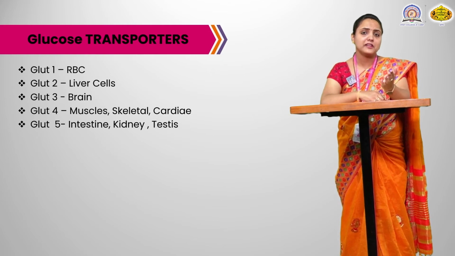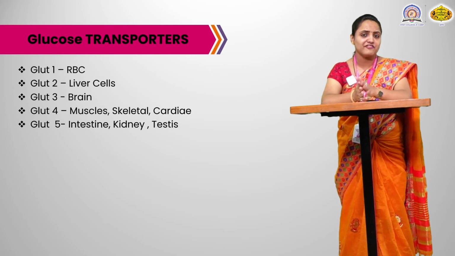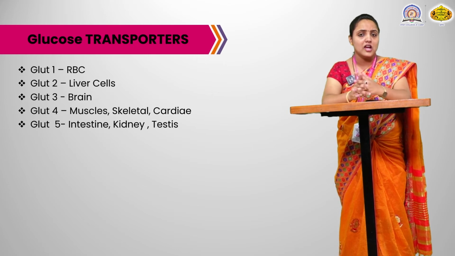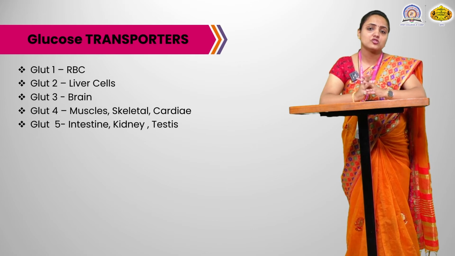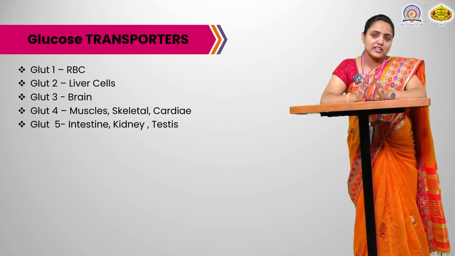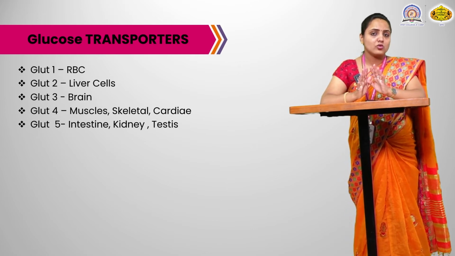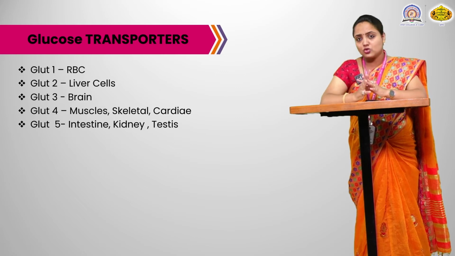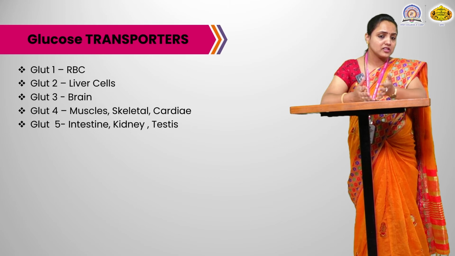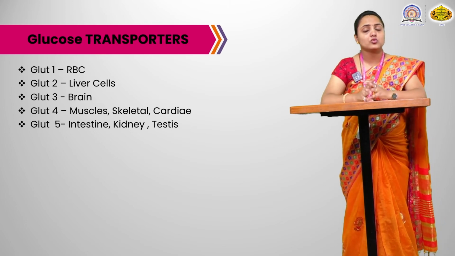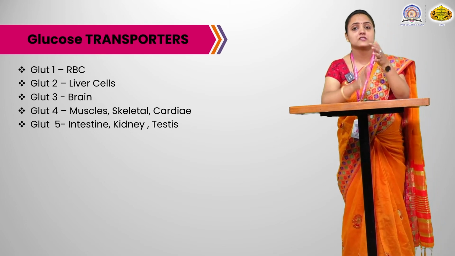Now, if I take the example of the glucose transporter, there are 5 glucose transporters, called GLUT1, GLUT2, GLUT3, GLUT4, GLUT5. In GLUT1, the location we can see over here. GLUT1 is located on the RBCs. It is doing the glucose transportation to the RBC. GLUT2 is present on the liver cell. GLUT3 is in the brain, in the neurons.